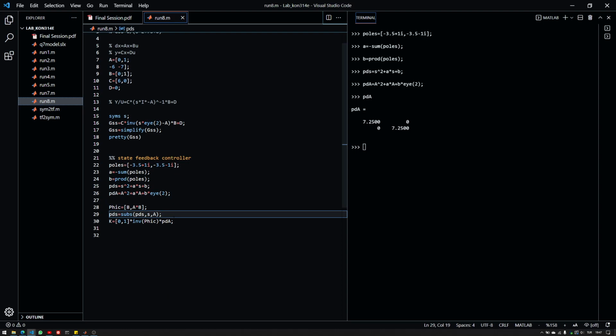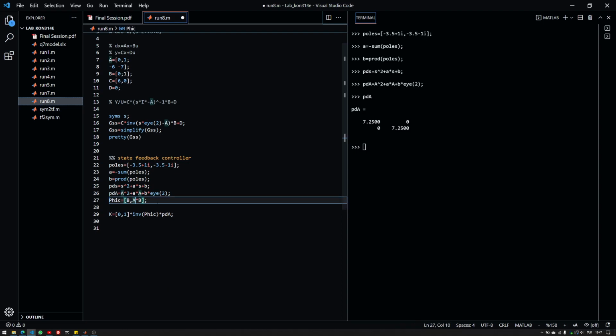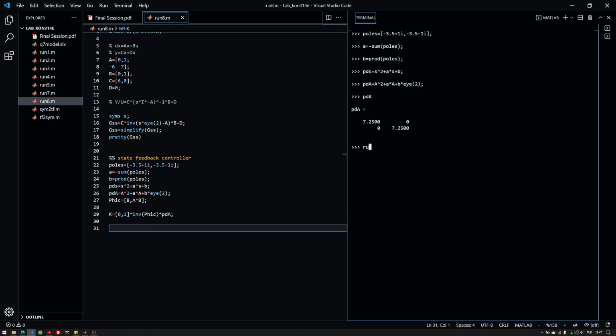Now, let's get rid of this, I guess. Yep. Now, if I use this phi c, if I take the inverse of it, times PDA times this vector, this should give me the state feedback controller. So let's try. Now, capital K is equal to 7.25 and 0. Nice. Let's see if this works or not.